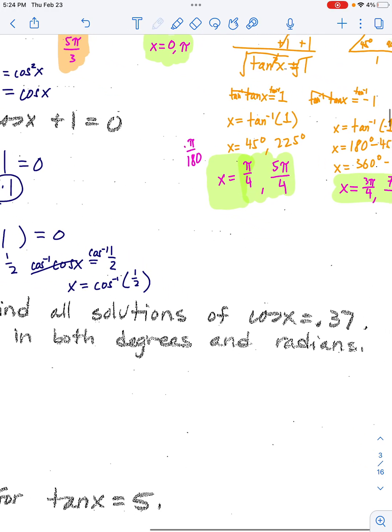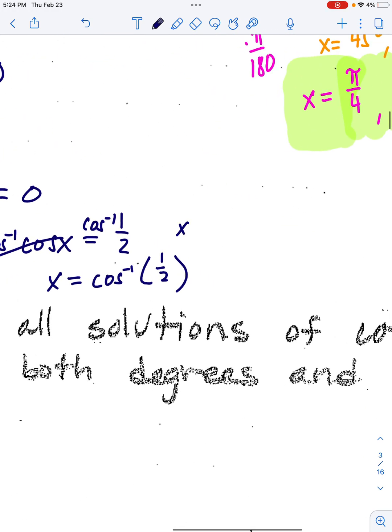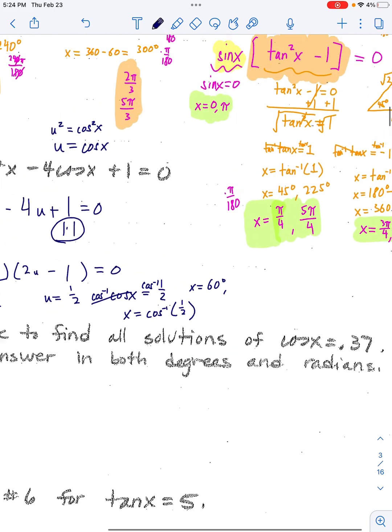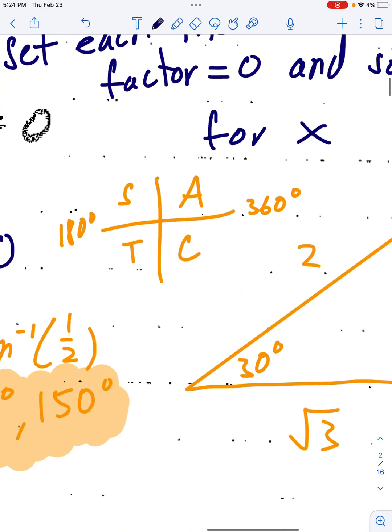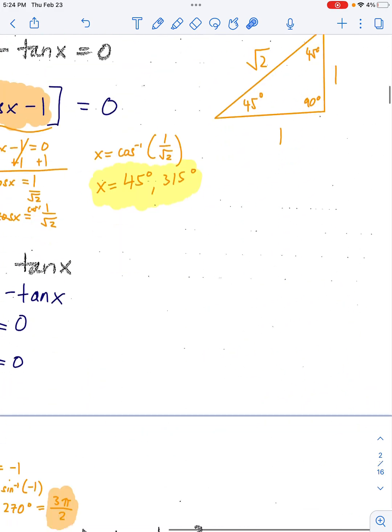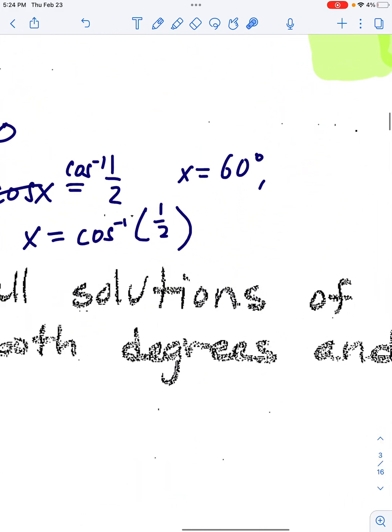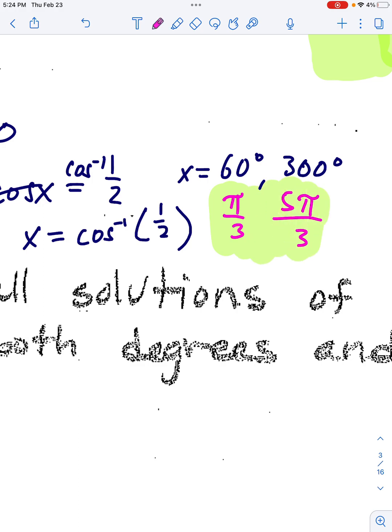Okay, so 60 degrees is going to be one of our answers. It's also going to be our reference angle. The other one, since it's cosine of 1/2, is going to be in that other quadrant that has positive cosines. So our answer is going to be in the C quadrant. So we're going to do 360 minus that reference angle. So 360 minus 60, which is 300 degrees. And then multiply them both by pi over 180 to get your answer in radians. There you go. So those are your two answers, okay?